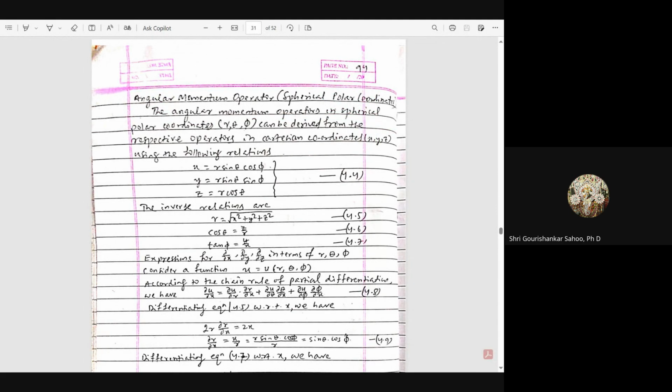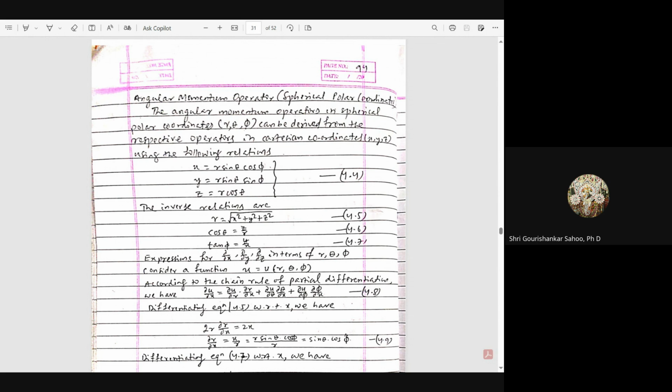Now x is equal to r sin theta cos phi, y is equal to r sin theta sin phi, z is equal to r cos theta. And the inverse relations are r is equal to root over x square plus y square plus z square, cos theta is equal to z by r, and tan phi is equal to y by x. Now you can have del by del x, del by del y, del by del z in terms of r, theta and phi, and you have to consider the function U, which is a function of r, theta and phi in the spherical polar coordinate system.